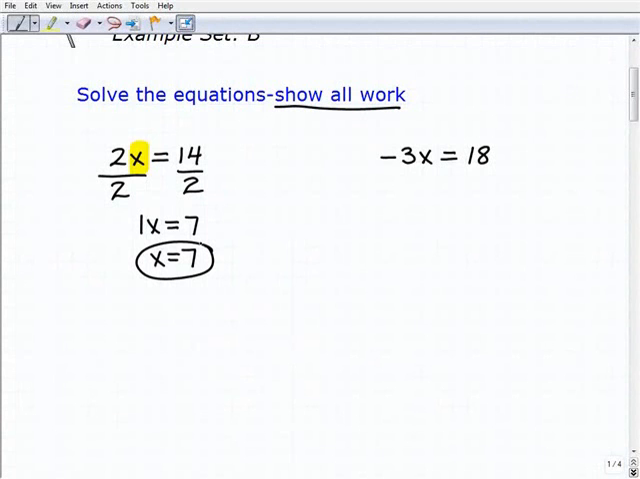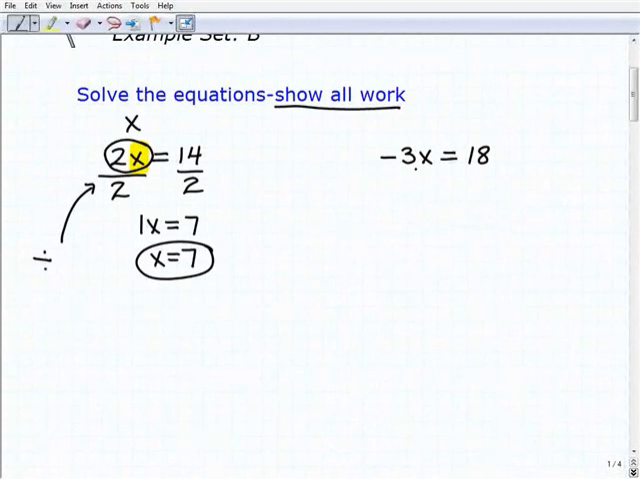But this is the big concept that I want you to get. We saw that what we had going on next to the variable was multiplication. So we used division to solve our equation. Remember, division is the inverse operation to multiplication. That's the big picture that I want you to see. All right, so let's move on to our next problem.